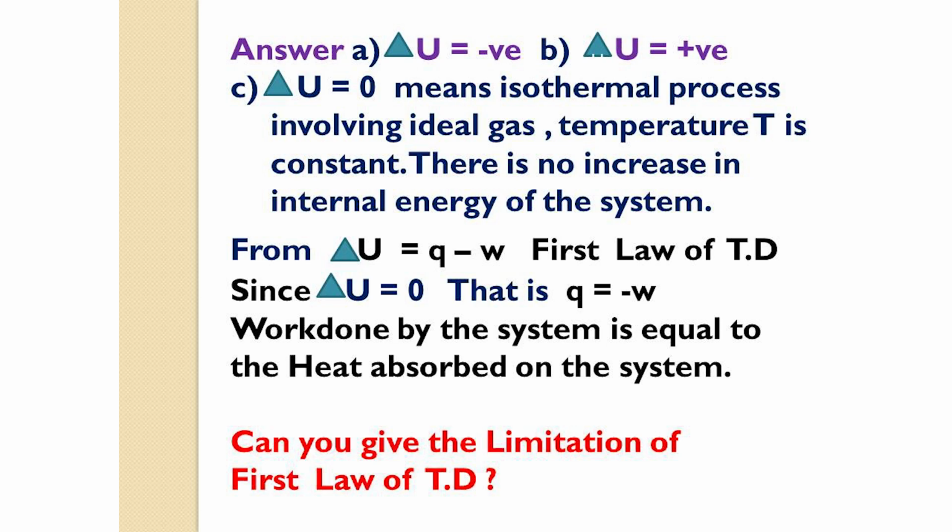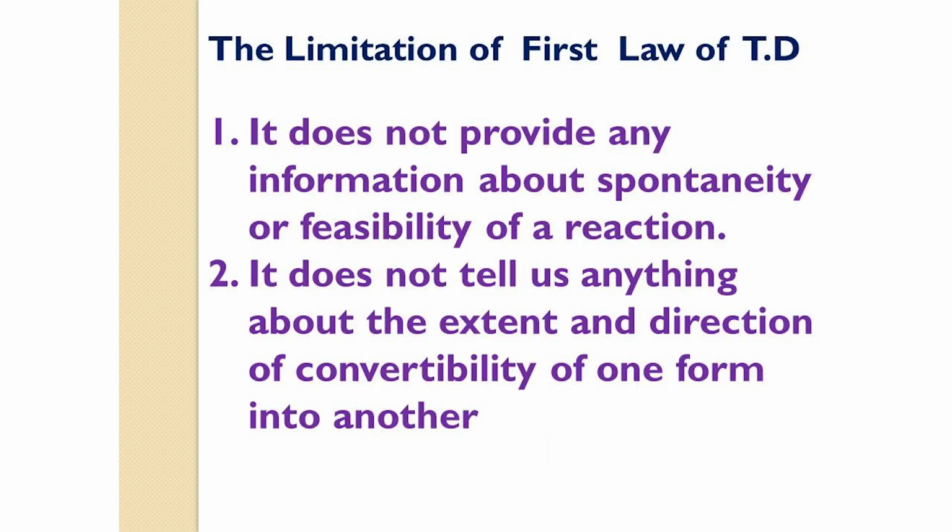Next, we pass on to limitation of first law of thermodynamics. Can you give some of the limitations? The first limitation is it does not tell us anything about the extent and direction of convertibility of one form of energy into another. The second limitation is it does not provide any information about spontaneity or feasibility of a reaction. Have you heard about the term spontaneity or feasibility? That is, whether the reaction takes place or not.